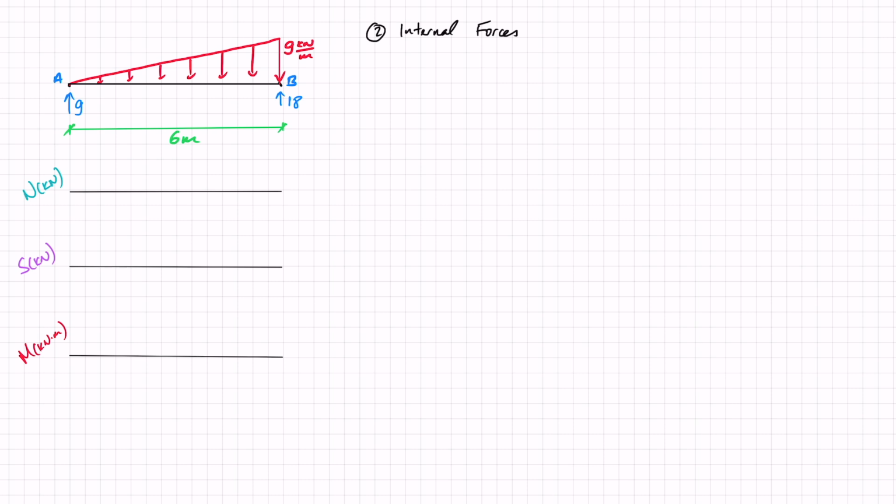The first thing that I want to do is draw that segment of beam that I'm looking at. And I can see that this triangular load is across the whole beam. There's no change apart from the change in the load itself. So I'm going to cut somewhere between A and B and figure out what is happening.